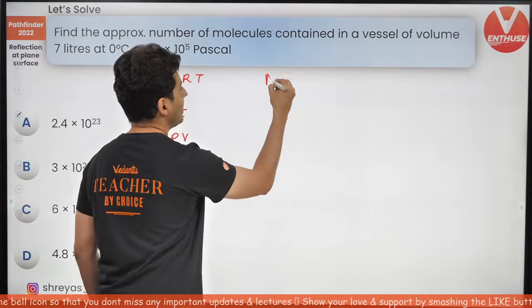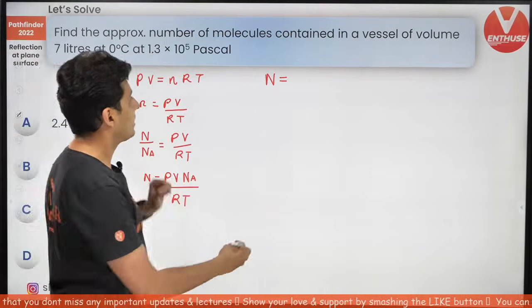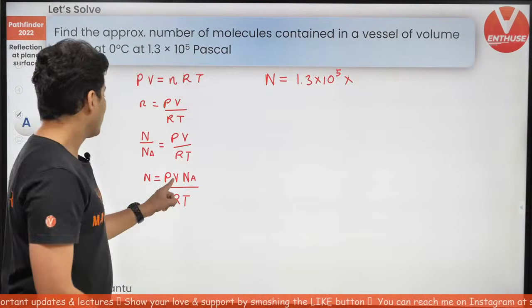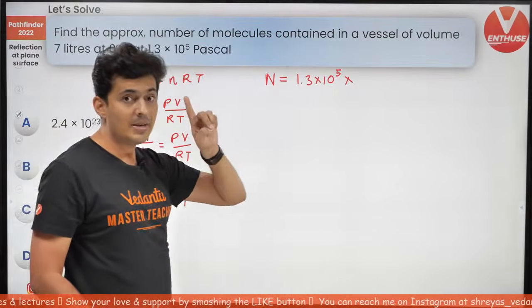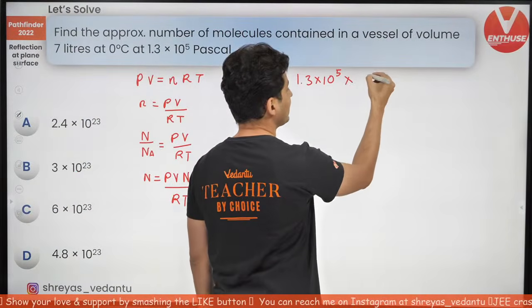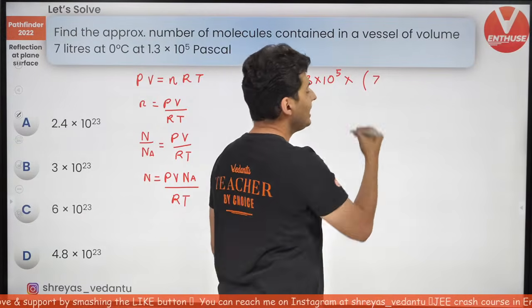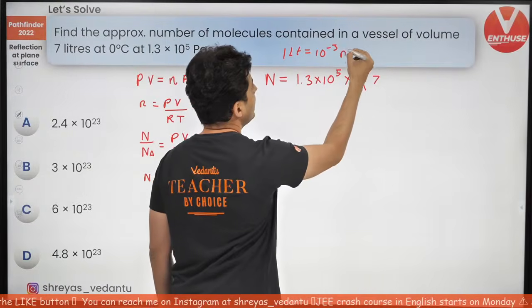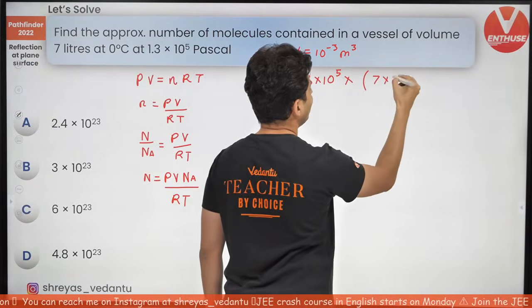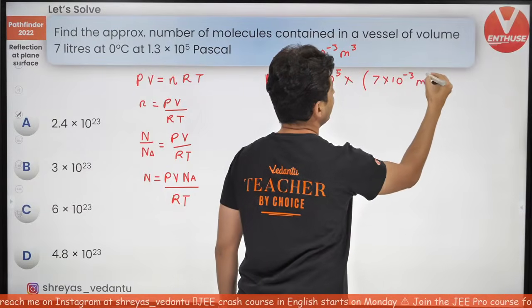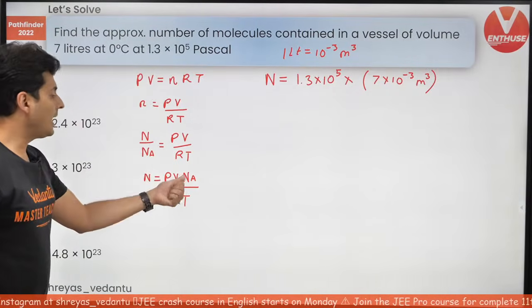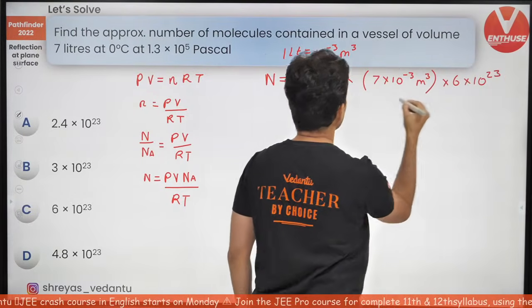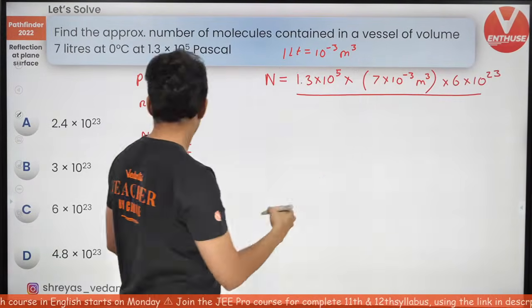So let's see, what do you get? N will be equal to pressure, which is 1.3 into 10 to the power 5, into volume. The volume is 7 liters. Be careful, convert those liters into meter cube. 1 liter is 10 to the power minus 3 meter cube. So this will be 7 into 10 to the power minus 3 meter cube. Keep this in mind. NA, Avogadro's number, just put it as 6 into 10 to the power 23. The whole thing divided by R into T.